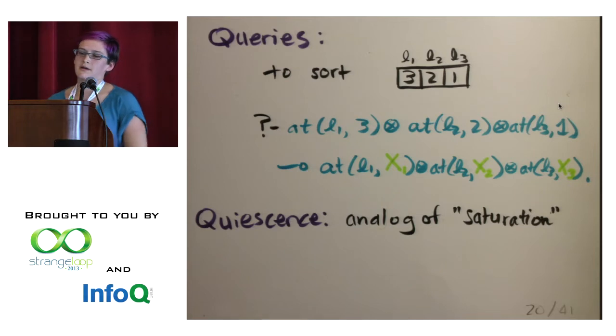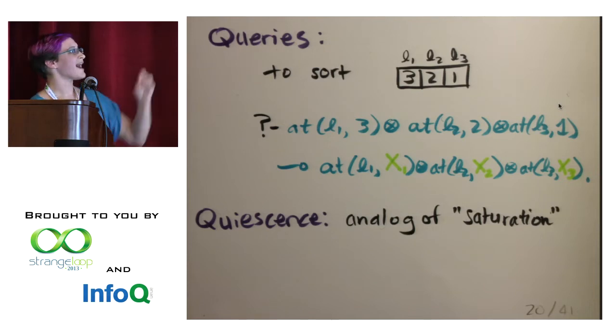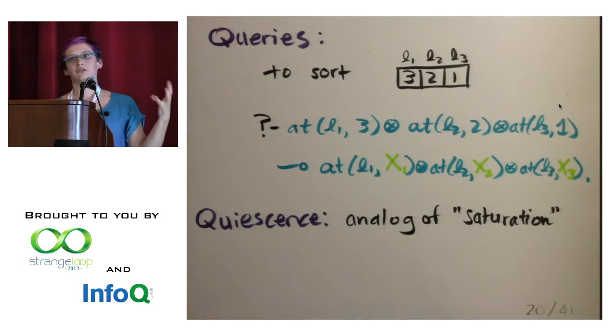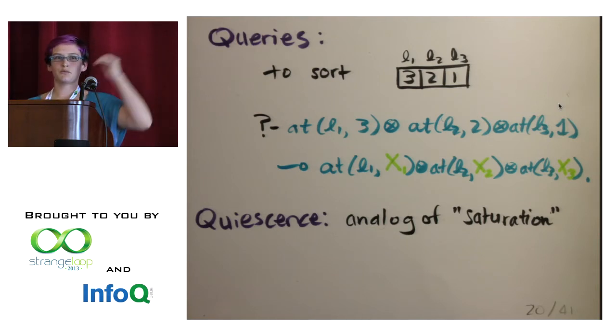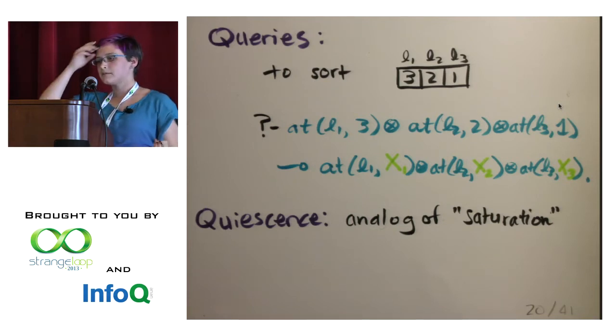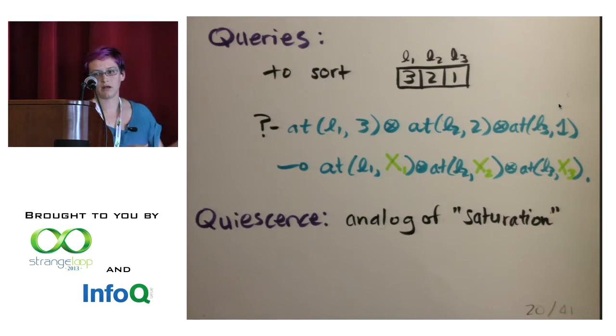If we have locations L1, L2, L3, and we have 3, 2, 1, then we can write a query. Now this is a different form of query than I was showing you before, because we actually have to write it as an implication. The reason for that is that these at atoms, these things that say which values are at which locations, can change. Those are linear resources. If we just wrote them down in our program, they'd be taken as axioms and considered persistent. So we have to preload our initial state by writing it all to the left of the lolly.